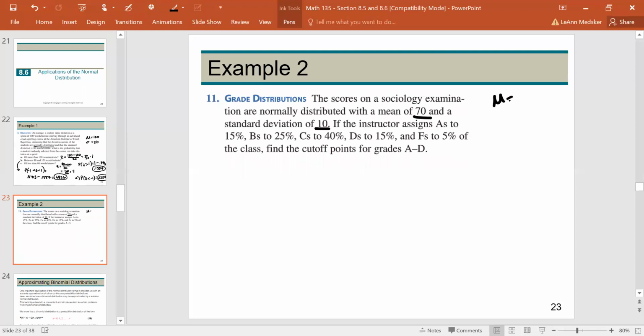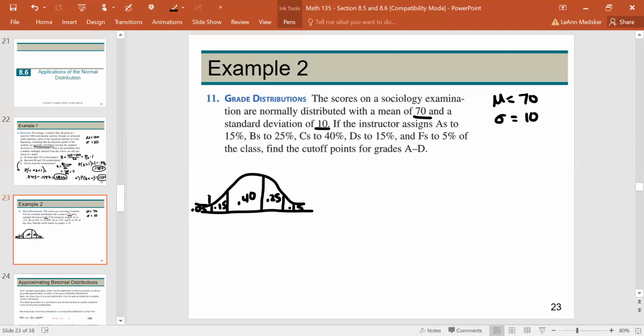So our mean is 70, standard deviation is 10. Okay, so I'm going to draw a picture of this first, because to see what they're doing, you kind of need to see the whole bell curve. They said the instructor is going to give A's to the top 15%, because A is as high as you can go, so 0.15. And then they're going to give B's to 25%, so that's not quite up to 50% yet, so it's not half yet. And then they're going to give C's to about 40% of the class and D's to 15%. And then this last percent is going to get F's. So 0.05. So anybody in this category is going to get an F.